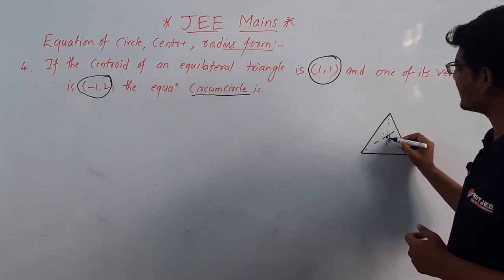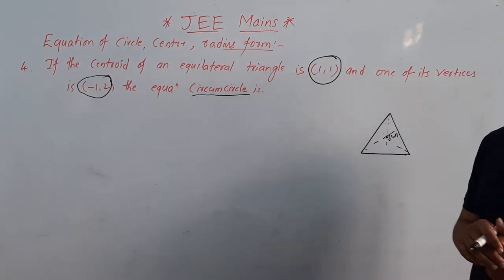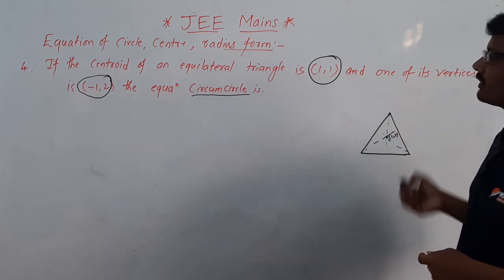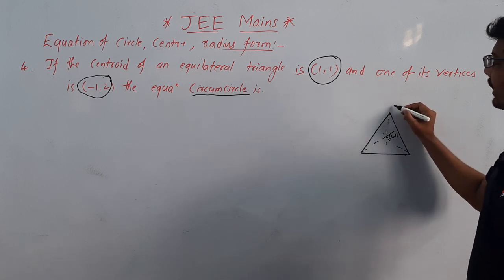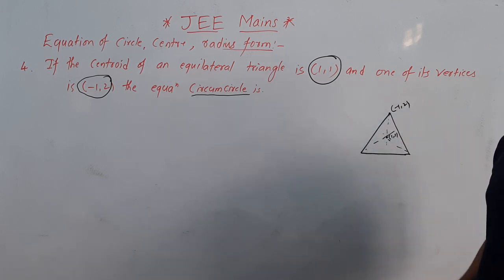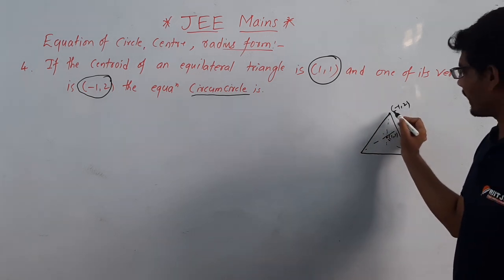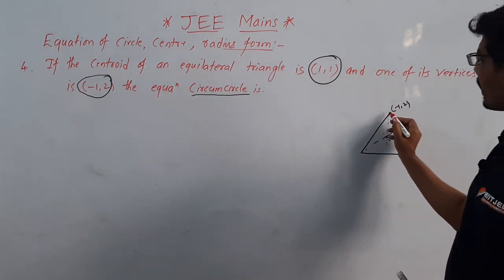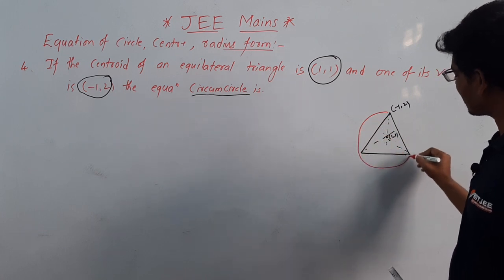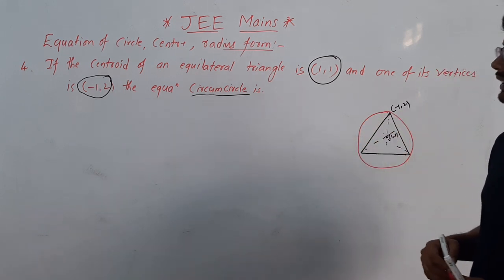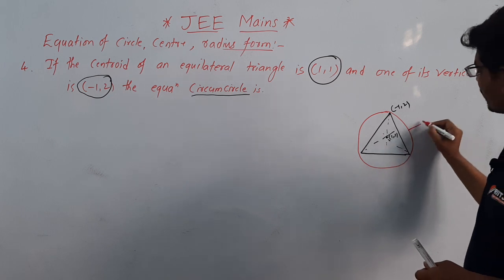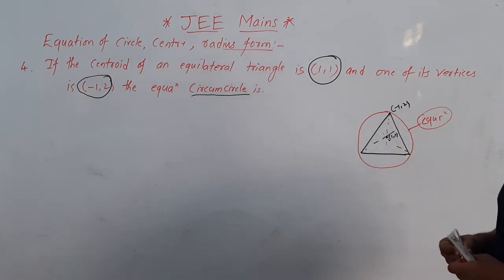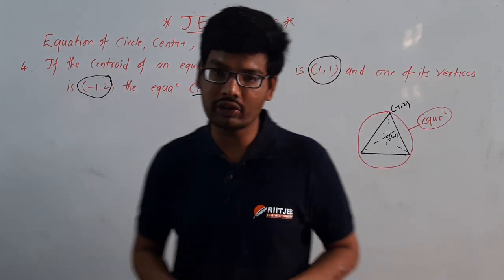So this centroid is 1, 1, he has given already, and one of its vertices he has given, that is minus 1, 2. This is one vertex I am taking. From this center, if you draw a circle, this is the circumcircle here. He is asking to find the equation of this circle here. This is all about the question here, and let's solve this question.